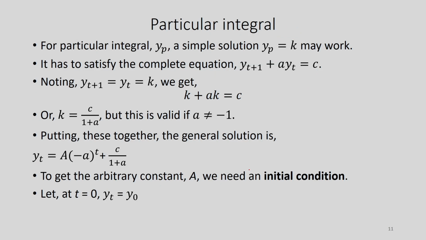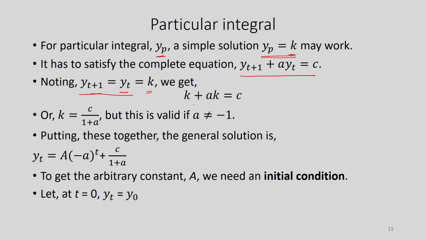Now, the particular integral is still left out. Let us suppose it is given by y_p, and we try a simple solution, right. Remember, a particular integral is any solution which solves the given difference equation. So, I take the simplest possible solution, that y_p is equal to k, a constant. Now, if k is constant, then y_(t+1) and y_t, both of them will be equal to k, because k does not change with respect to time, and I substitute these things in this equation.